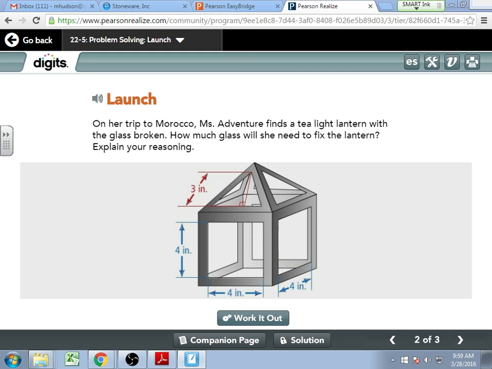Let's say shipping was really bad. They tossed the thing around. Every single piece of glass on there broke. We gotta replace the entire thing. So let's start at the top, because the top looks a little bit more complicated.